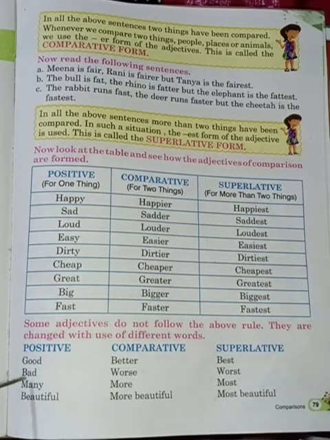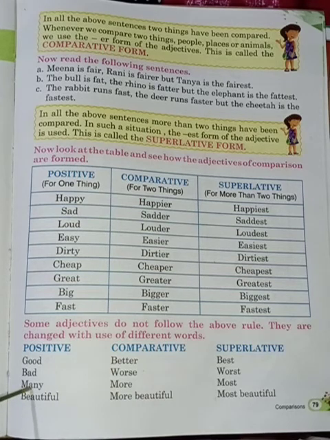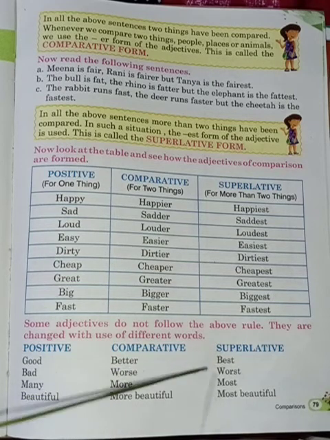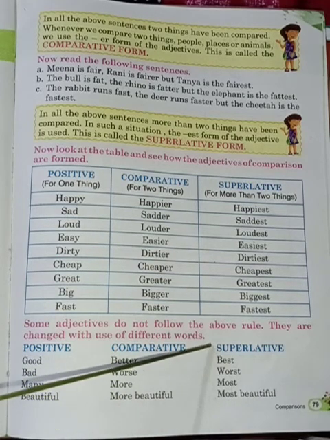Next, positive bad means kharab. So for comparative it is given worse and superlative worst. Next, positive many means anek. So for comparative more and for superlative most. Next word, for positive beautiful means khubsurat. So in comparative more beautiful and superlative most beautiful.